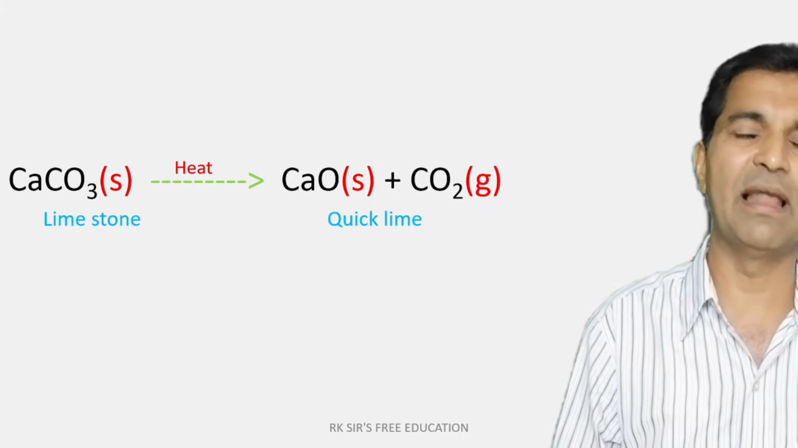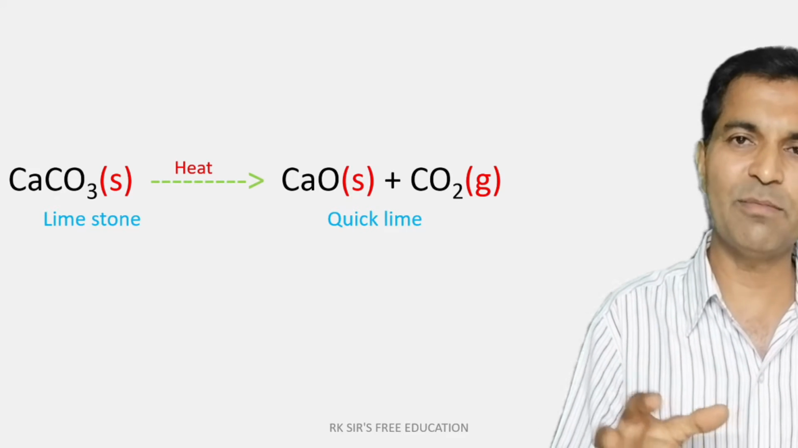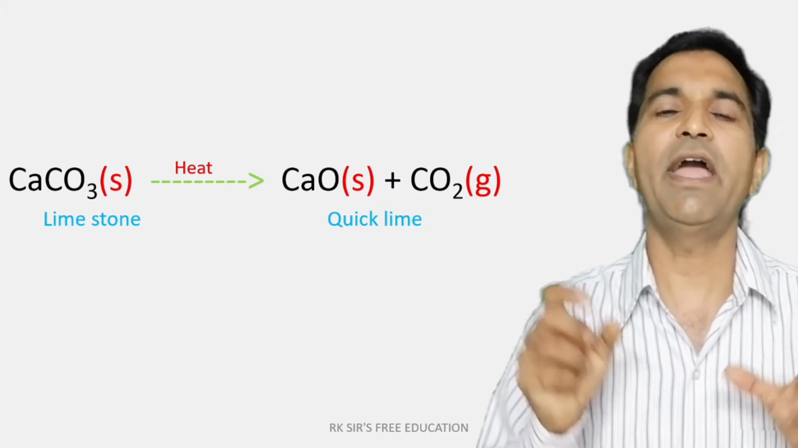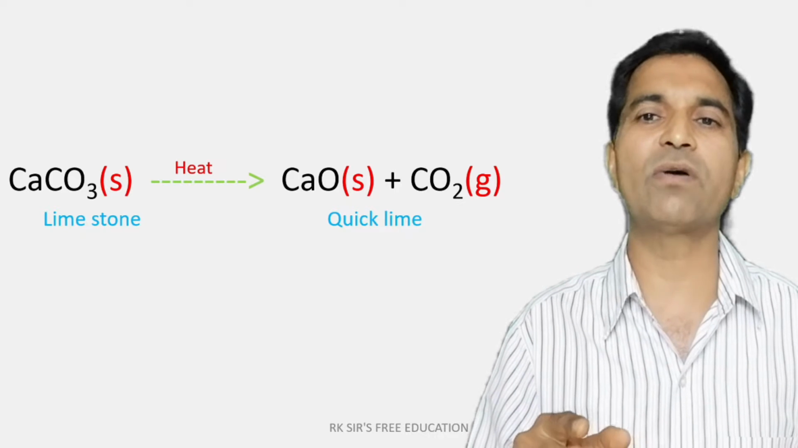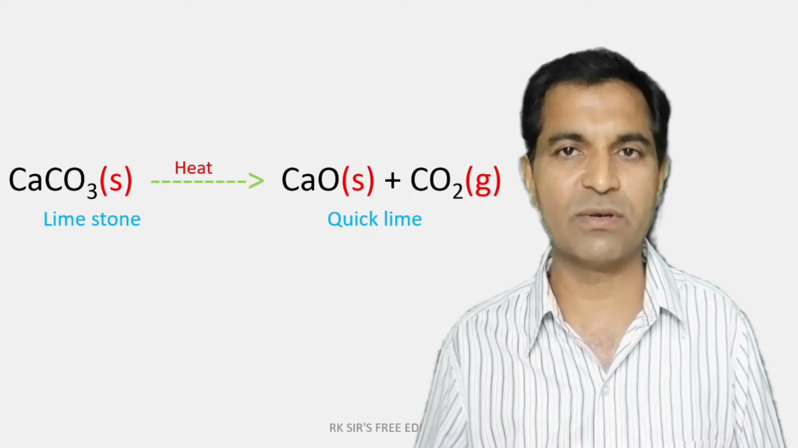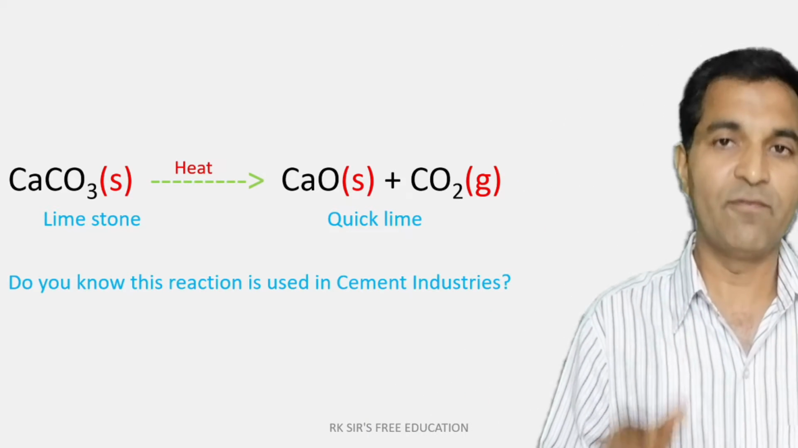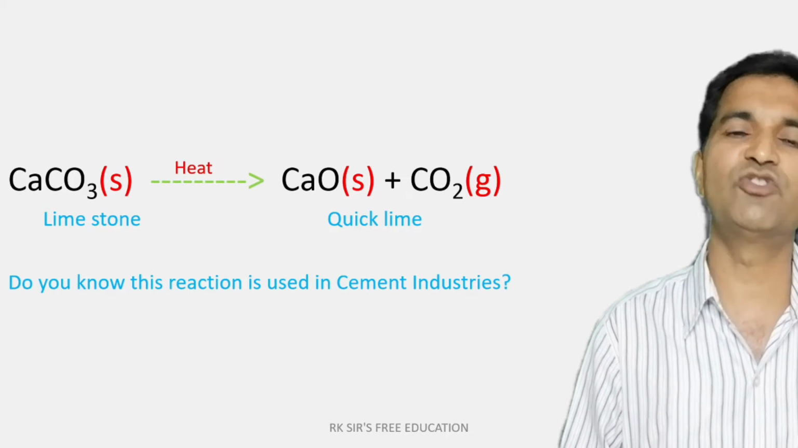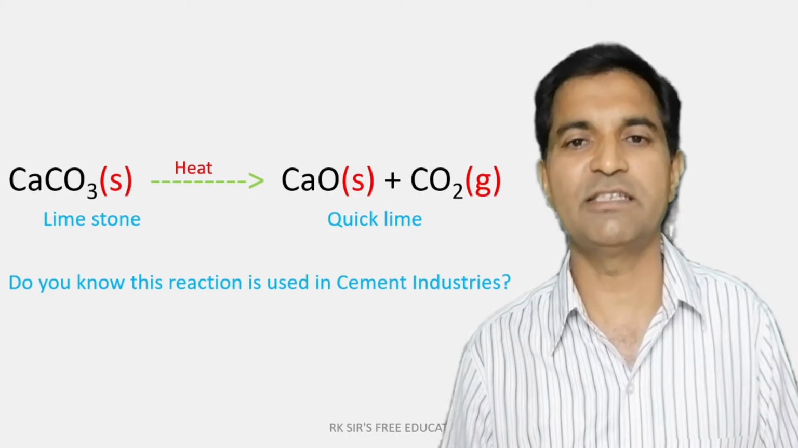Now the example, calcium carbonate. Calcium carbonate consumes the heat and produces calcium oxide and carbon dioxide. We have already said that this reaction is used for the manufacturing of cement.